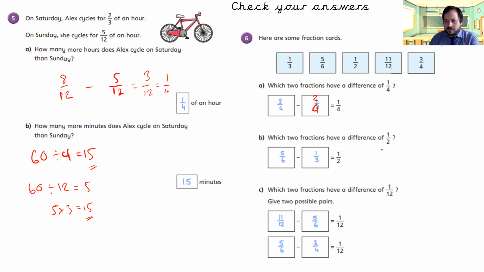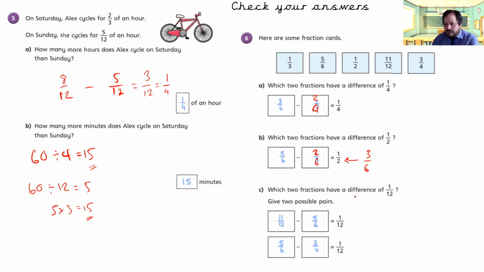Which 2 fractions have a difference of a half? Well, 5/6 we can use and 1/3. If we times this by 2, we get 2. 5 minus 2 equals 3, and 3/6, both divisible by 3, gets a half. This is the hardest step, or a hard step, because you've got to kind of trial and error or have a look to see what you can work out. This could be quite hard, this question.